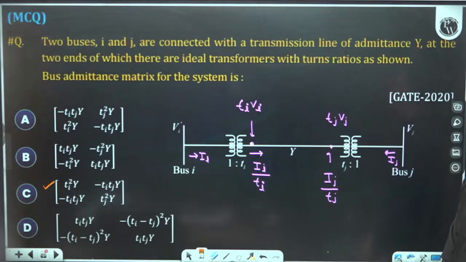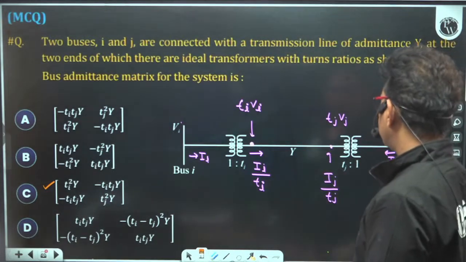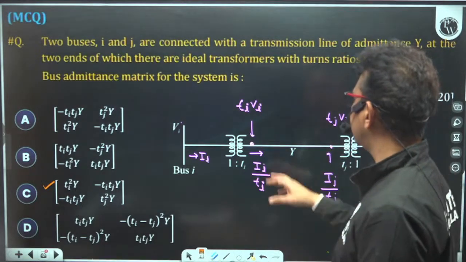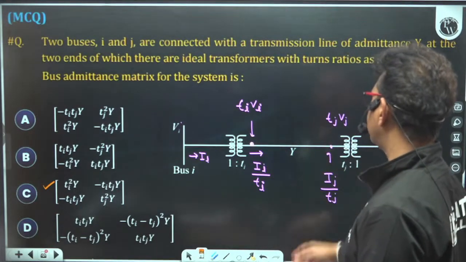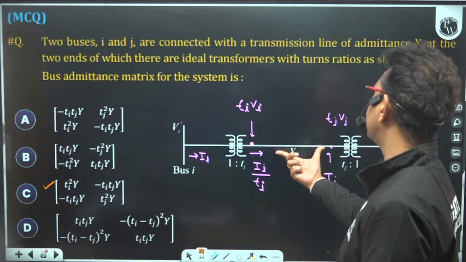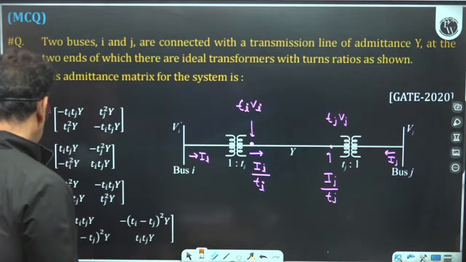Clear? So whenever you see the transformer in this type of question, it is always better to shift the voltage and current to one side of the transformer. Now you have already taken the effect of the transformer into account. So just find out the node, you can write down the nodal equation at this transmission line only. Clear?